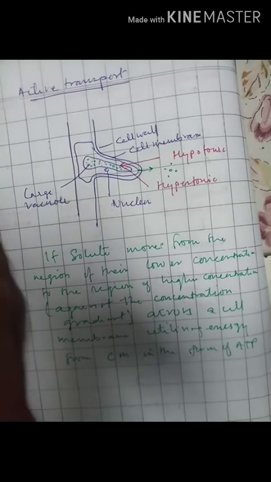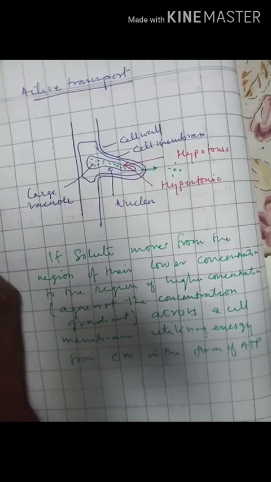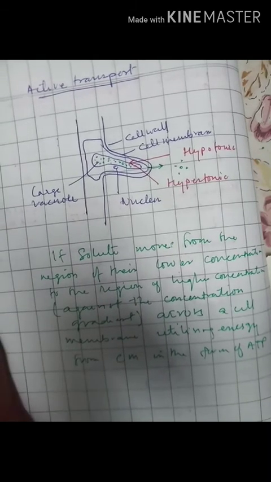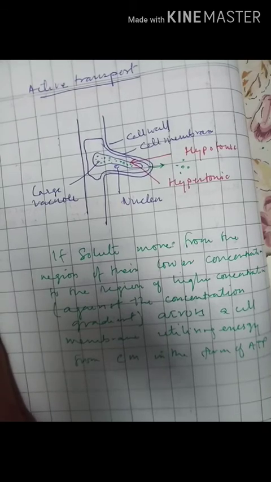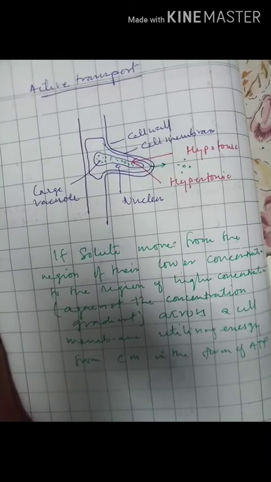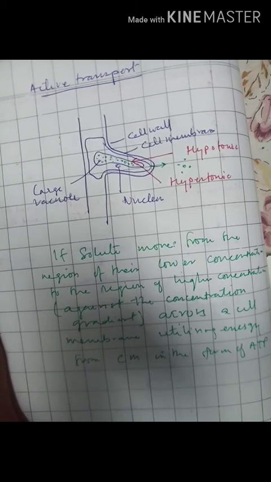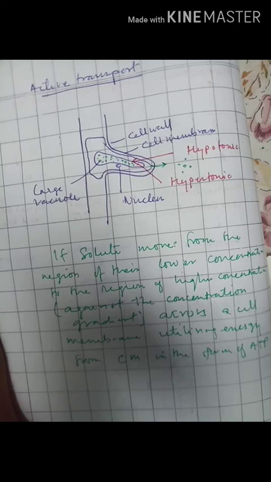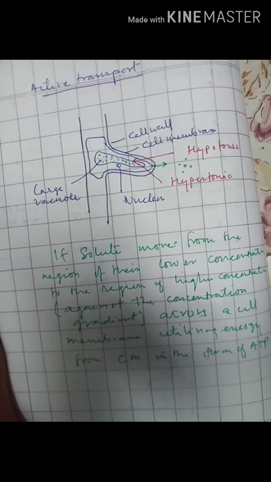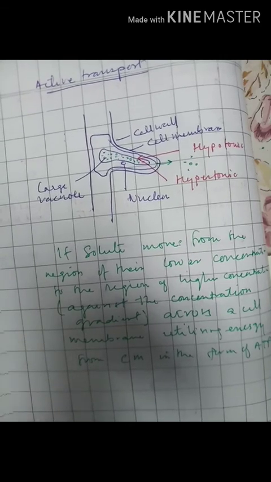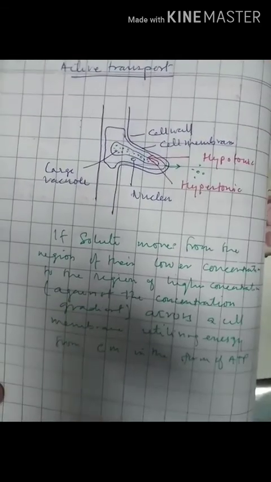Getting all of you? For example, when you pull a bucket of water from a well, we have to provide energy. So if any substance moves from the region of lower concentration to the higher concentration, it involves input of energy, and that energy is provided by the cell. Clear?